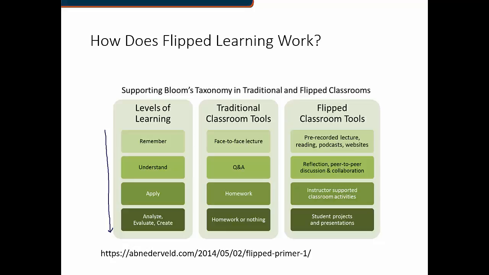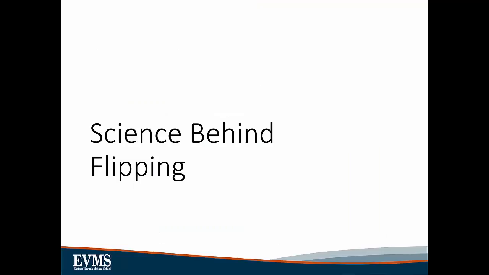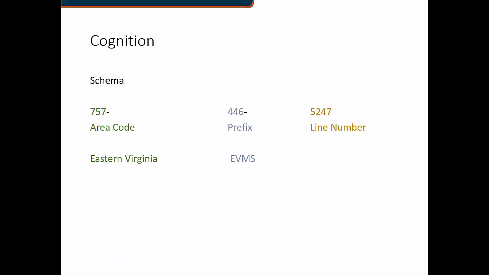Now this part where student projects and presentations are required, or can be required, allows the student to move up the level of learning in Bloom's taxonomy. So what's the science behind flipped learning? I'm not going to go down the dissertation hole with you, but essentially it's all about cognition.